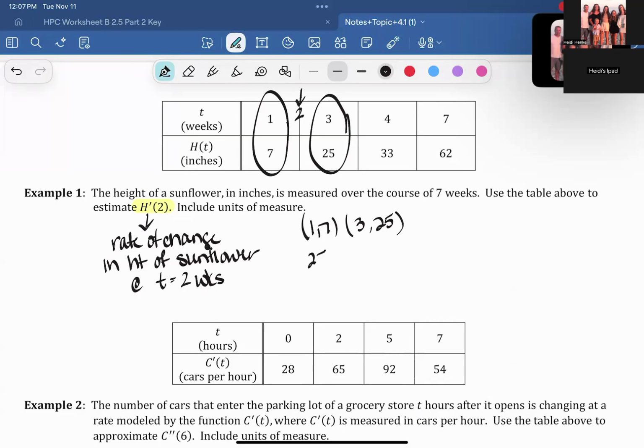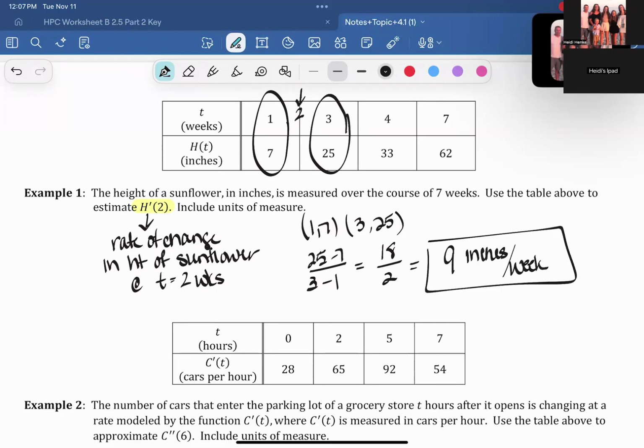So we're just going to do y minus y over x minus x. 25 minus 7 is 18 over 2 is 9. So it looks like the estimated rate of change at 2 is 9, but 9 what? Every time you have a problem that's in context, you have to include a unit. So that means that it's growing approximately 9 inches per week at time 2. Okay. At 2 weeks, it is growing at approximately 9 inches per week.